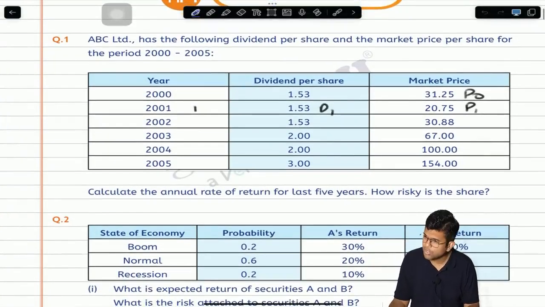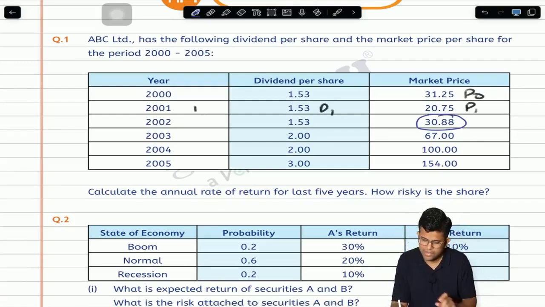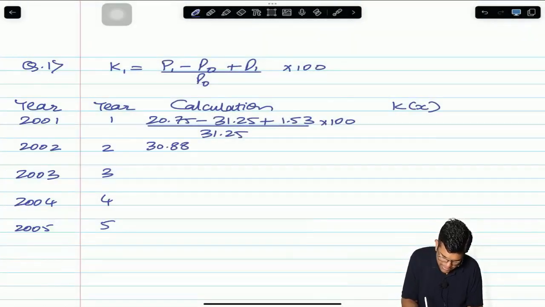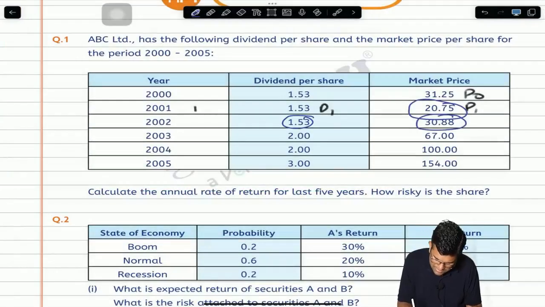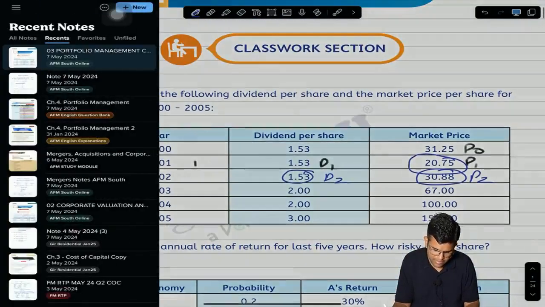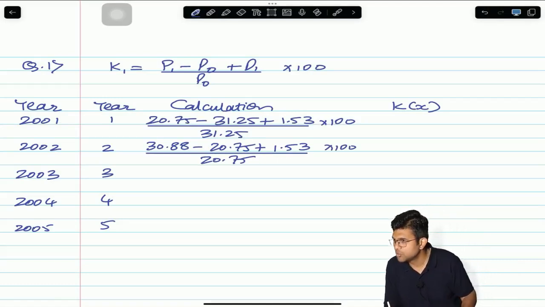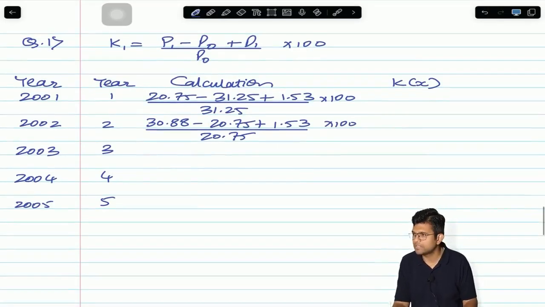Next, for year 2, I will do 30.88 minus 20.75 plus this 1.53, I hope you are able to understand, the whole upon 20.75 into 100. Everybody clear? So students, what is your job? Look at the screen, complete the table.